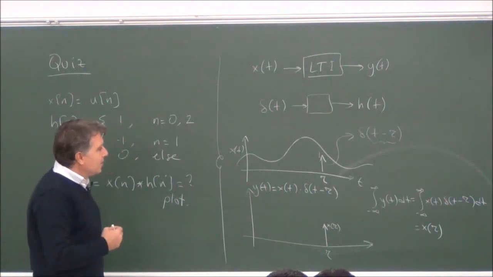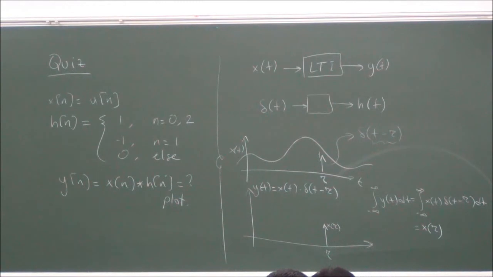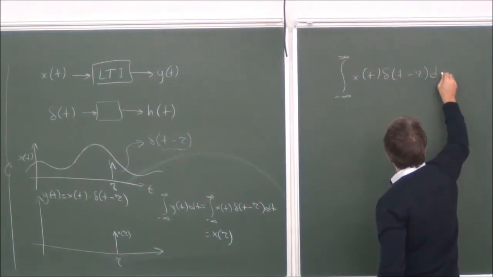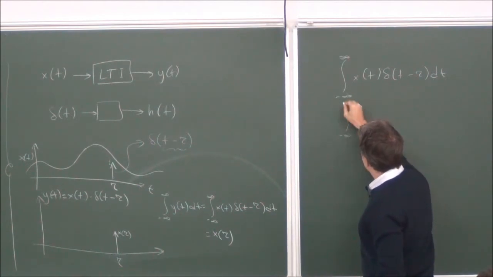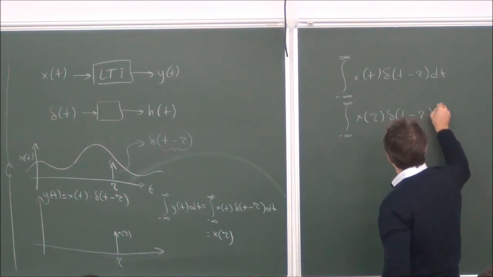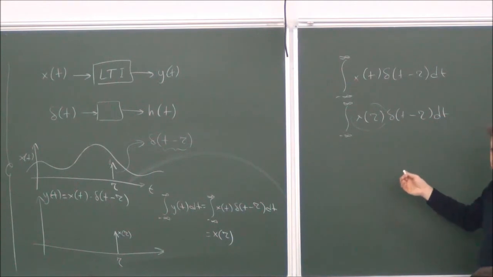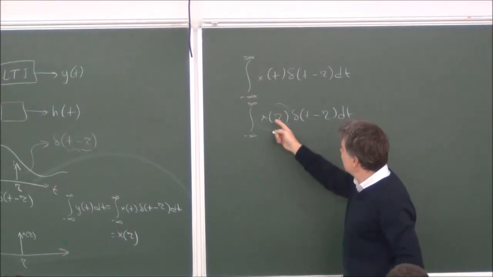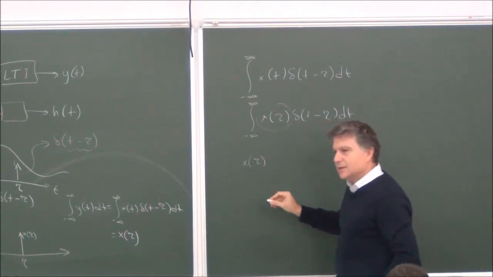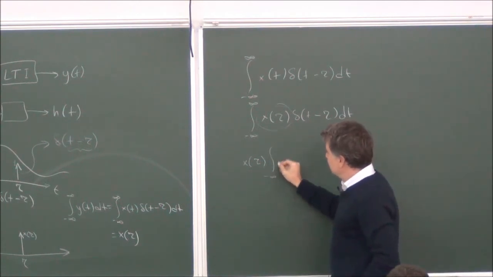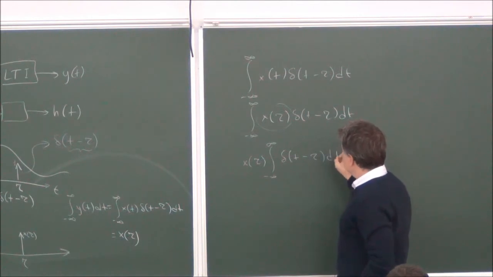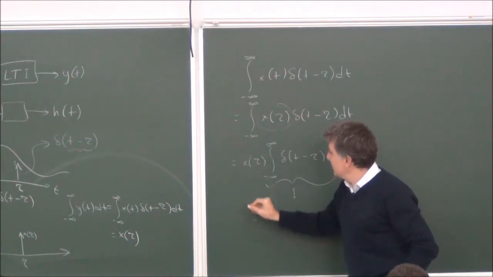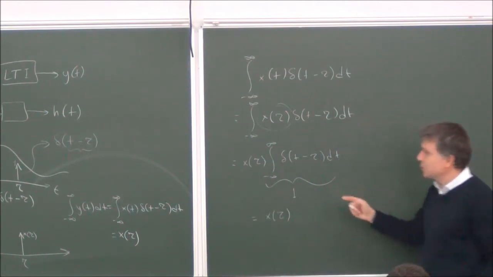But after the multiplication, you need the integration to evaluate the value. Okay? Now let me repeat here, the integral of x of t delta t minus tau dt is the same as the integral of x of tau delta t minus tau dt, and then this x of tau becomes a constant because this thing is only multiplying x of t at t is equal to tau. All the other values are multiplied by zero. Therefore, we can take this x of tau out of the integration. It's a value. It's not dt related. Minus infinity to infinity delta t minus tau dt. And here we get the area under an impulse, which is 1. Therefore, the same equality becomes x of tau times 1, which is x of tau. That's why we have to integrate.